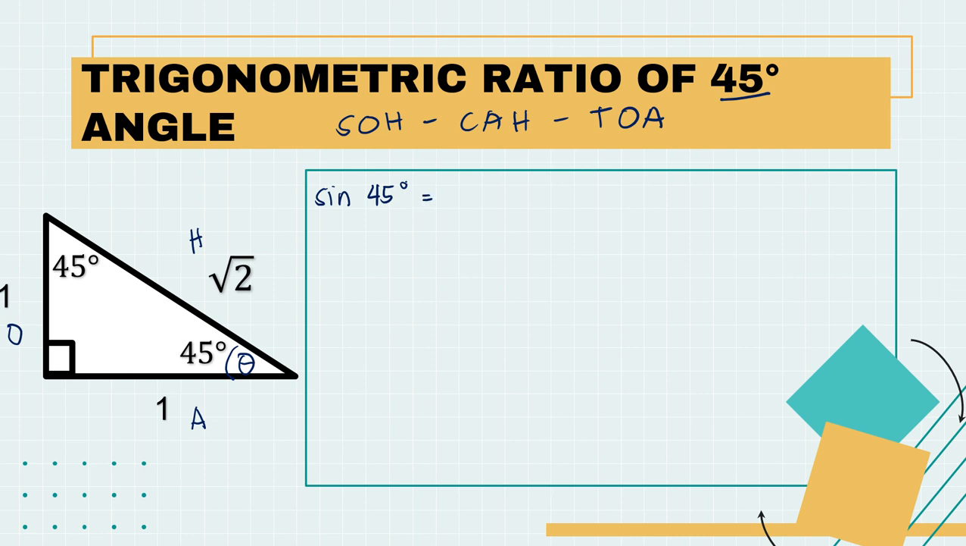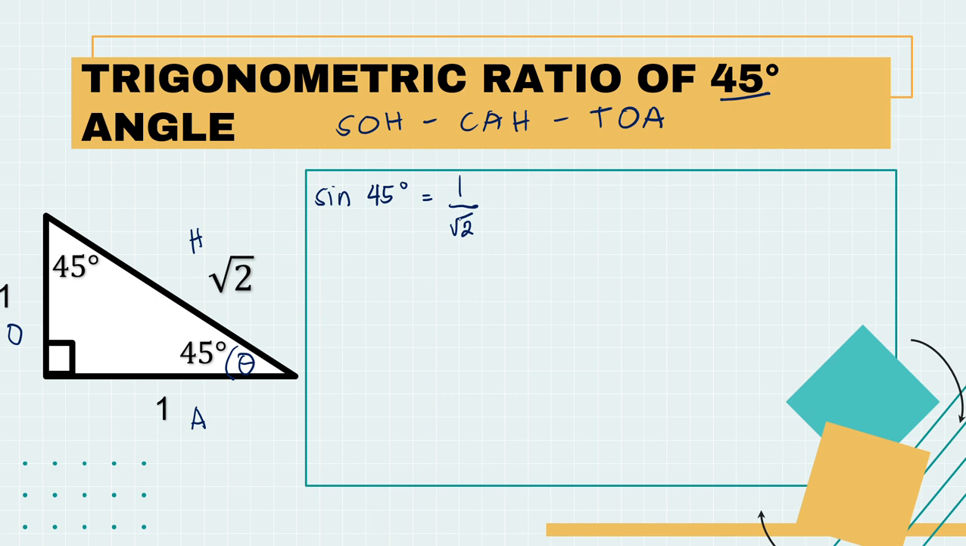In sine 45, we will use the ratio of the opposite side over the hypotenuse, wherein the value of the opposite side is 1 over the hypotenuse, square root of 2. And we have here the rule for radicals, wherein there should be no radical sign in the denominator.